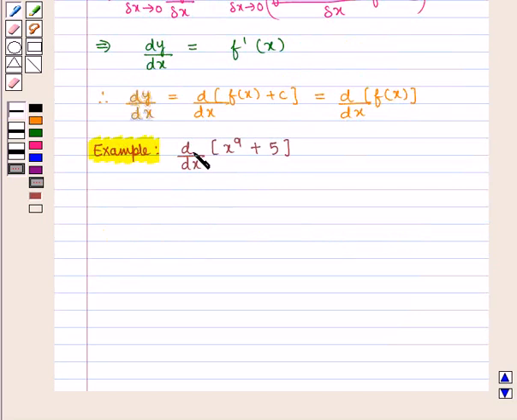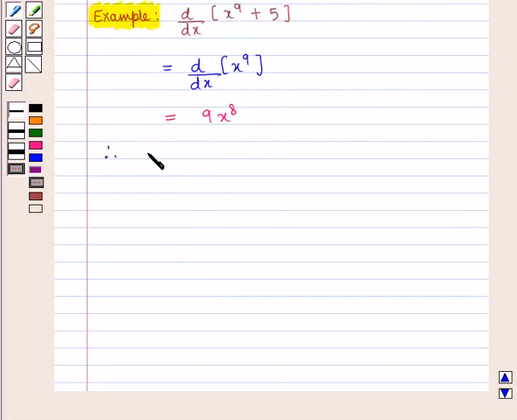For example, we have d by dx of x raised to the power 9 plus 5, which is equal to d by dx of x raised to the power 9 and is equal to 9 into x raised to the power 8. Therefore, the value of d by dx of x raised to power 9 plus 5 is equal to 9 into x raised to power 8.